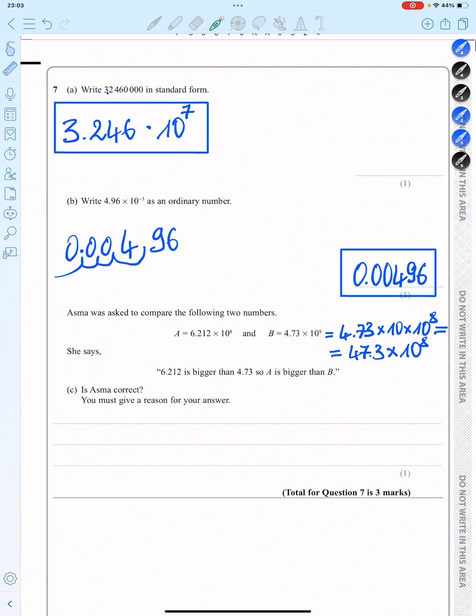Now let's see what she says. She says that 6.212, so A, is bigger than 4.73, so A is bigger than B, right? That is totally wrong because, as you can see, B is bigger than A, because the first part of B is bigger than the first part of A, since the second part is the same. Therefore, Asma is not correct. And that is our final answer.